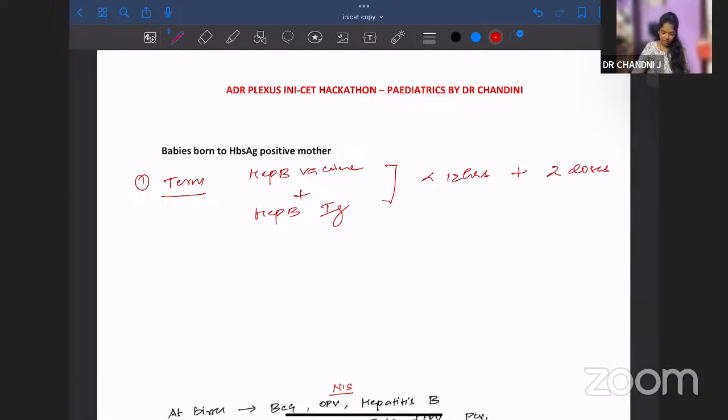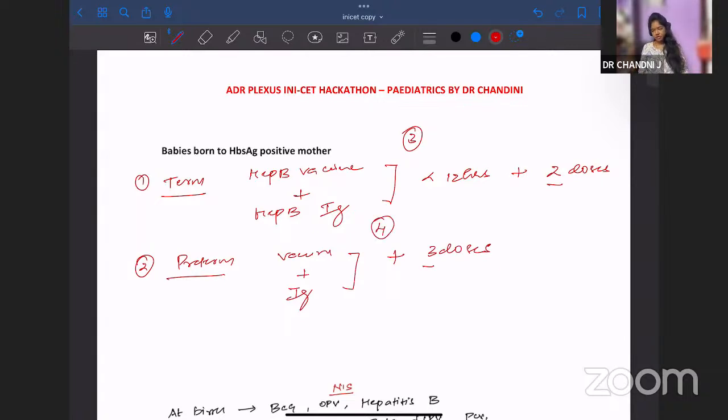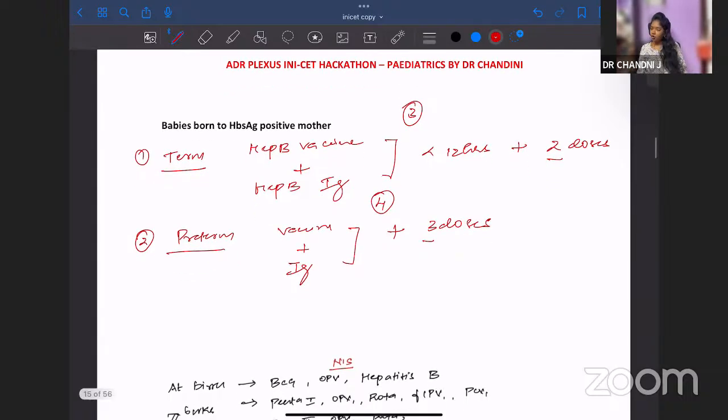Only a total of 3 doses in a term baby is enough. Whereas in a preterm baby, you give vaccine plus immunoglobulin at birth and then you give an extra 3 doses. Okay, here 2 doses, here extra 3 doses, total of 4 doses. This is the only difference between term and preterm. Okay, special situation vaccination over.